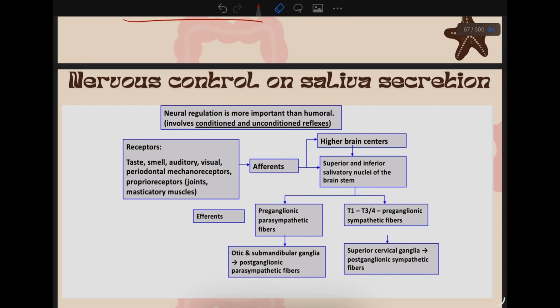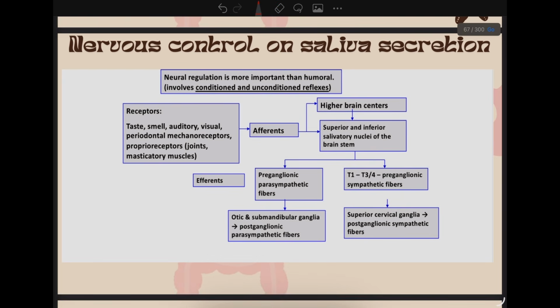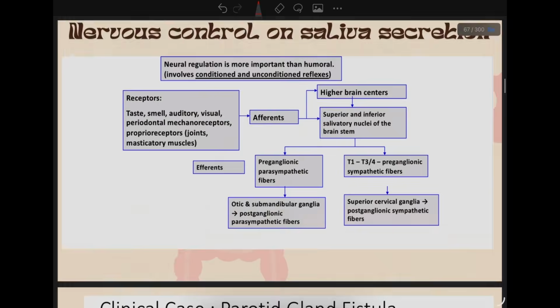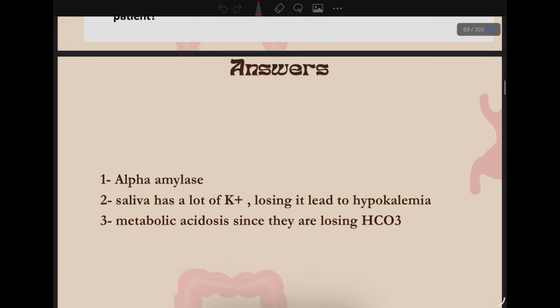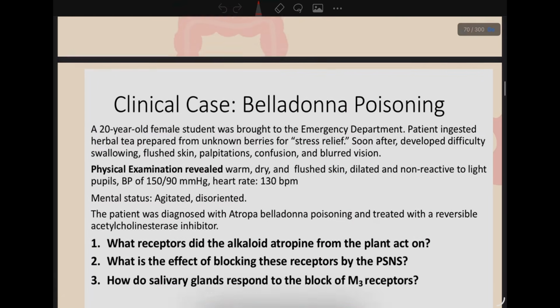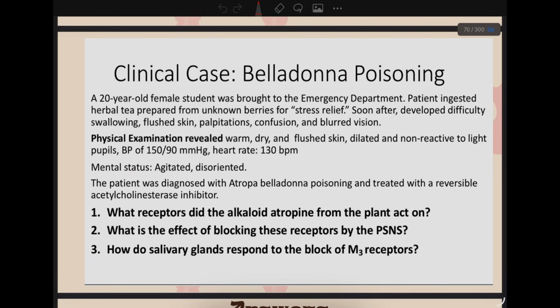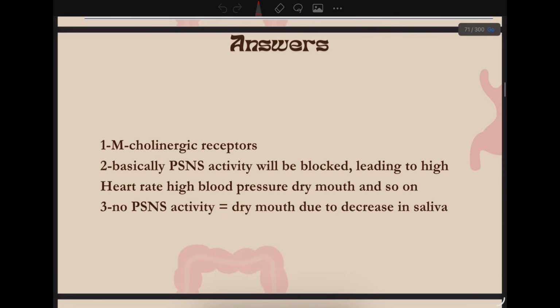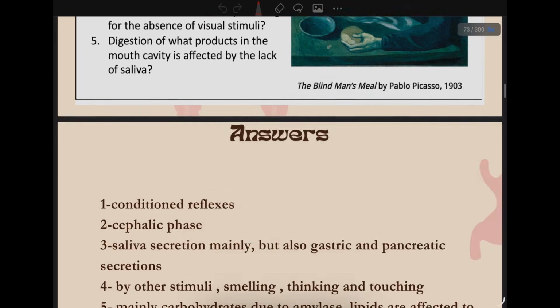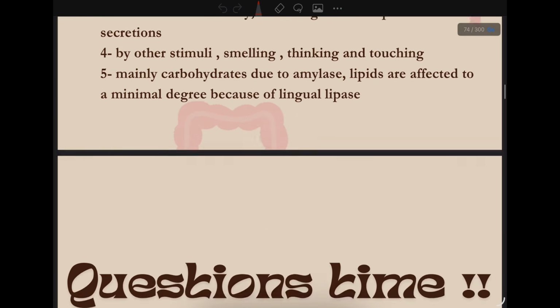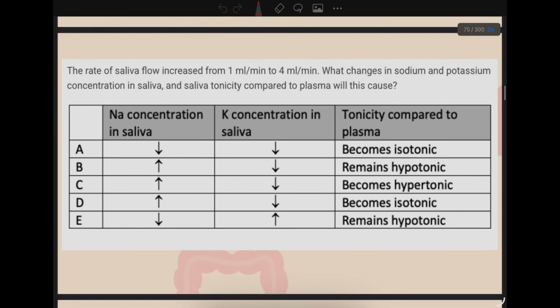This is just a summary of all of what we said, and I think nothing new here. Please pause if you want to solve it. Here are the answers. As I said, cholinergic receptors. Please remember that. I don't know why I said muscarinic. And there are 4 questions. Please pause if you want to solve them also.